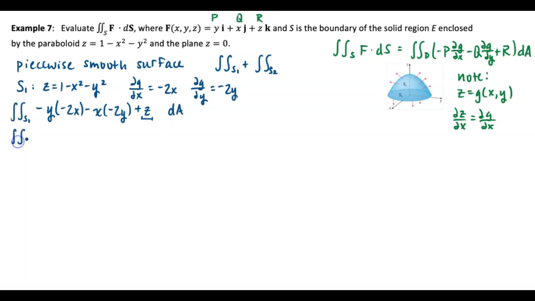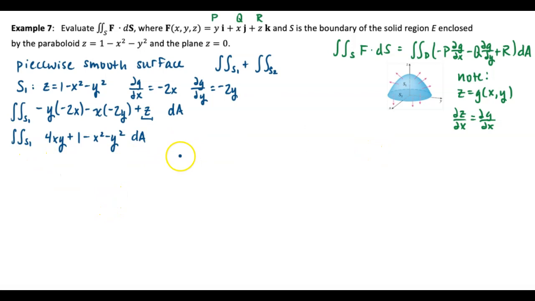So I'm going to rewrite this as the integral over s1 of, and let's simplify. We get negative times a negative is a positive 2xy plus 2xy. All right, that looks like a 4xy plus z, which is 1 minus x squared minus y squared, all over that area. Great, everything's in terms of x and y.